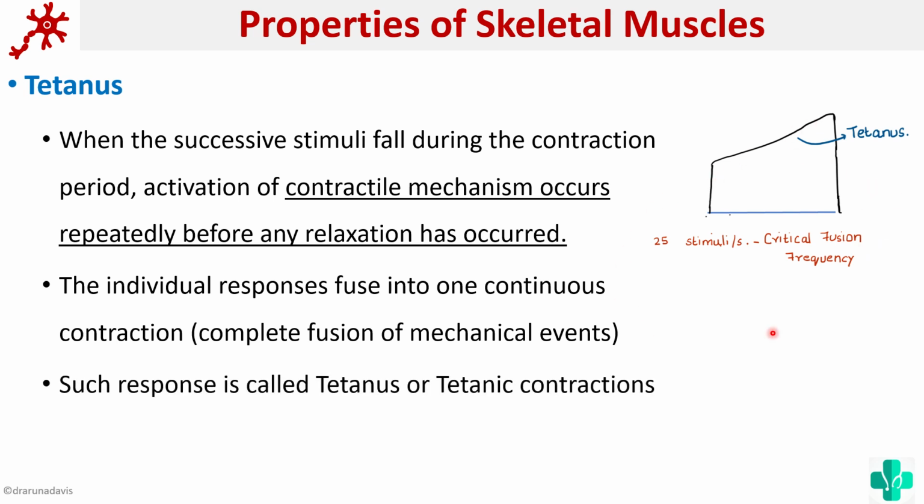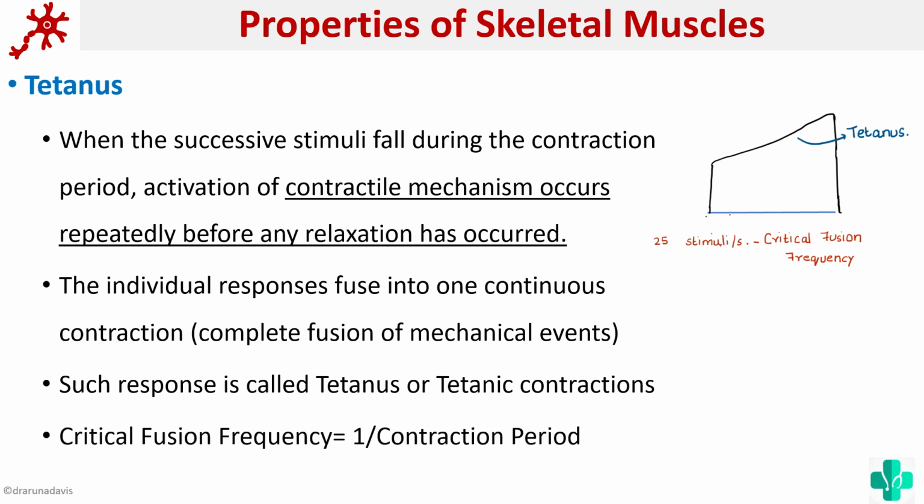And what have I written here? 25 stimuli per second is the critical fusion frequency. See, critical fusion frequency is that frequency at which we have to give the stimuli in order for tetanus to occur, and it is usually, the formula is 1 by contraction period. So these three again are the features of skeletal muscles, that is, first, the treppe or the staircase phenomenon, clonus, and tetanus. The principle is the same as that of beneficial effect, summation, and superposition. But in that case, we are just giving one stimuli. Here, in the next property, we are trying to give multiple stimuli. So that's the difference between the two, but the principle is the same.